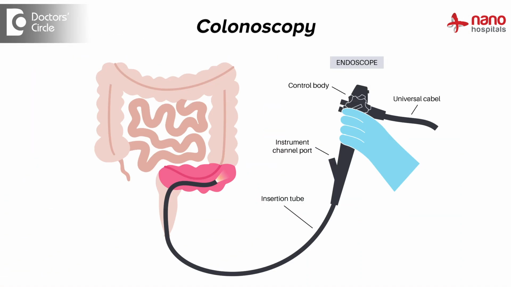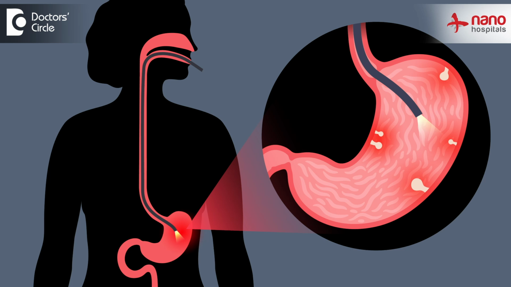The second type of endoscopy is the colonoscopy, wherein the camera is introduced through the anal canal of the patient and the entire large intestine and the last portion of the small intestine is seen. So who needs an endoscopy? Whenever the surgeon or the physician feels that there could be some disease inside the GI tract which needs to be seen, then an endoscopy will be required to be done.